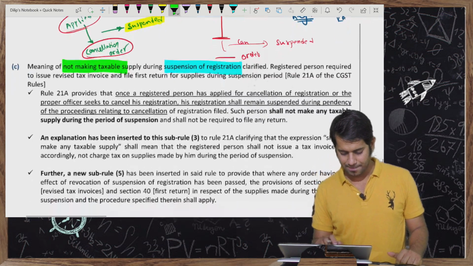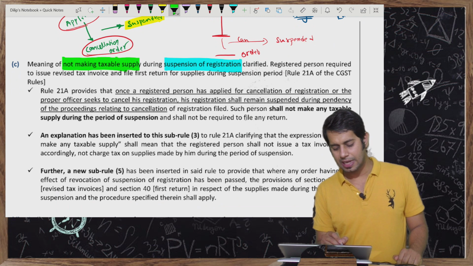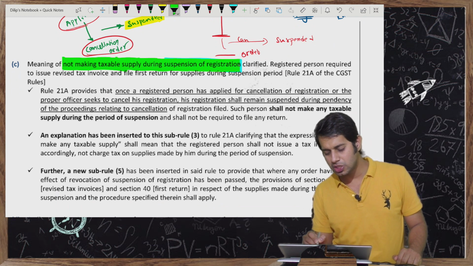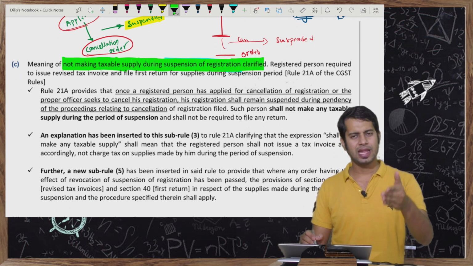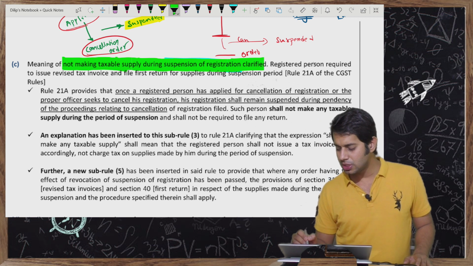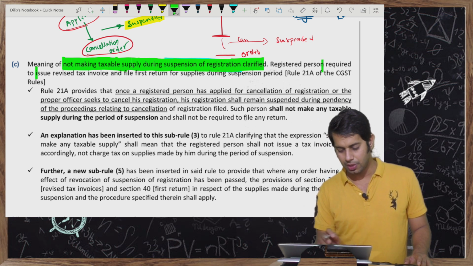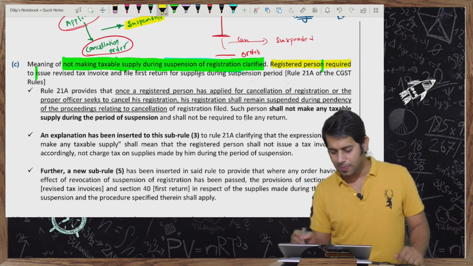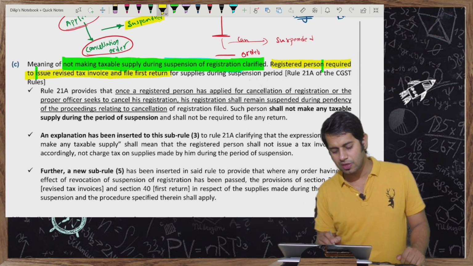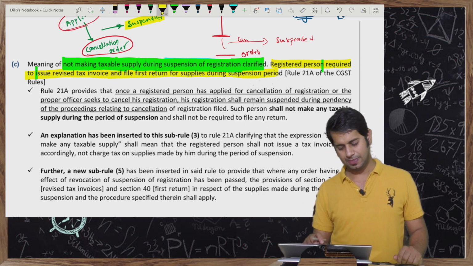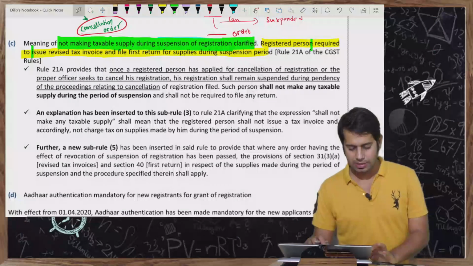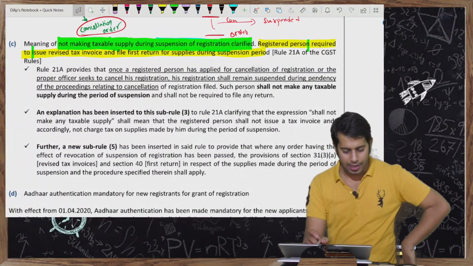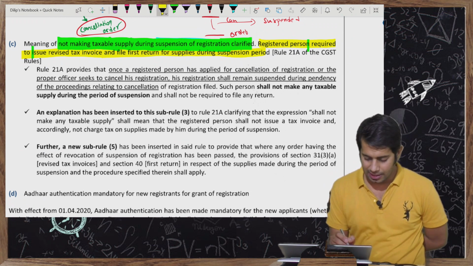What is that? We'll see. The meaning of not making taxable supplies during the suspension of registration has been clarified. They have clarified what it means. A registered person is required to issue a revised tax invoice and file the first return during the period of suspension. Rule number 21A. What is Rule 21A telling?